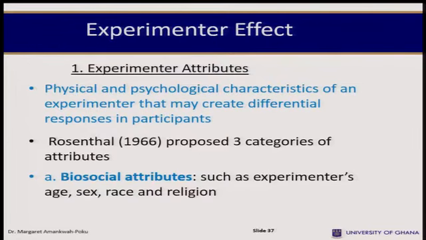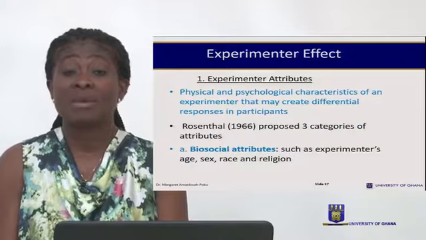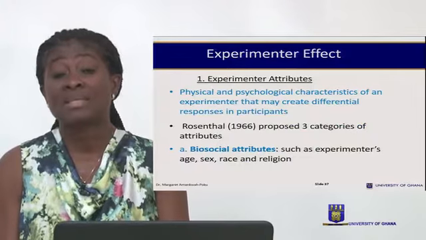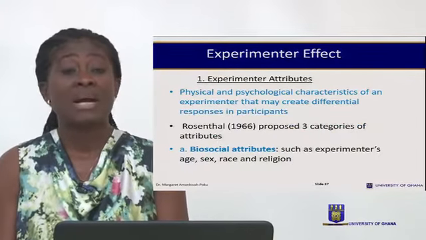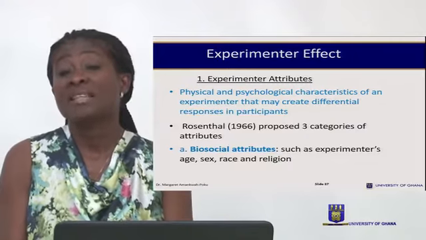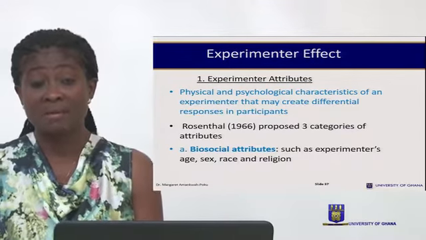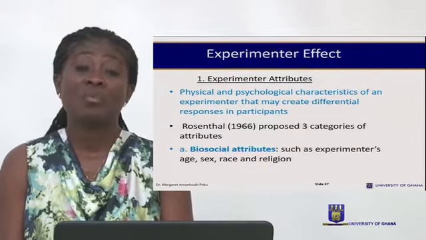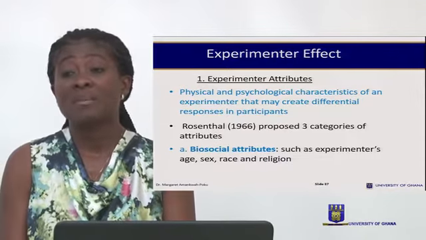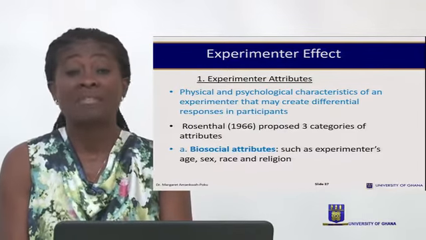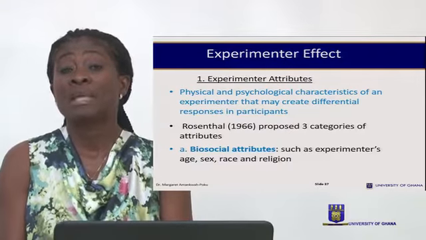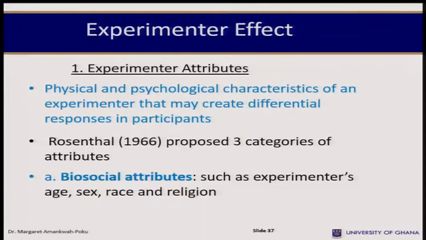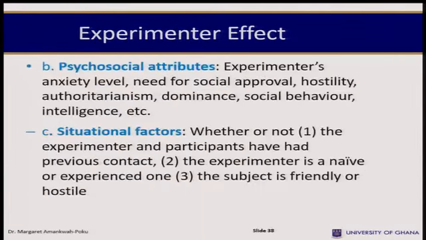So if, let's say, we are doing a study and our experimenter who is administering the independent variable is of a particular religion, which some participants are against, it may affect the kind of responses that the participants make. Or sometimes it's a male who is the experimenter, and some of the female participants have a different perception about males being involved in whichever study is being conducted. That could affect the outcome of the study. So you have biosocial attributes acting as threats to internal validity.